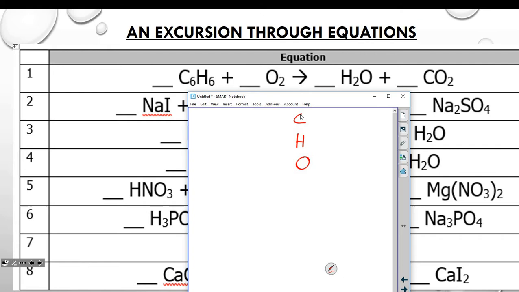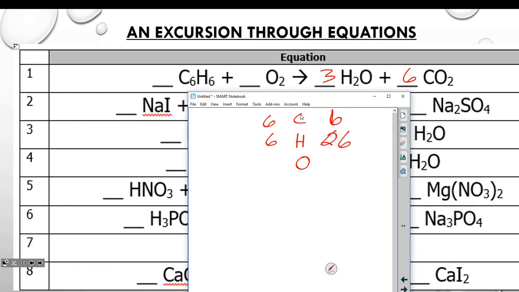All right, on the left-hand side, the reactant side, we have 6 carbons. On the product side, we have 1 carbon. So we need 6. So I'm going to change that to a 6. Hydrogens. On the reactant side, I have 6. On the product side, I have 2. What do I need to do? Put a 3. Good. Now I have 6.